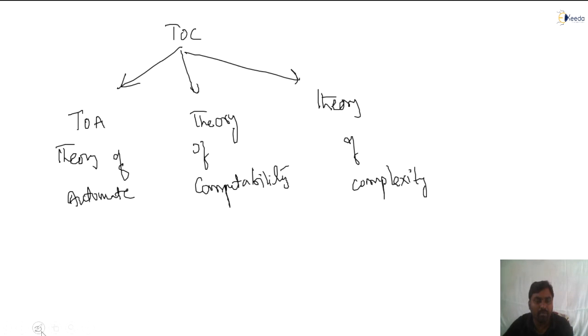So our subject is completely covering our three aspects here. What are the three aspects here? One is theory of automata, another is theory of computability, third one is theory of complexity. 85 percent of our course will be talking about theory of automata. Are you getting my point? The remaining 10% is talking about theory of computability. Just 5% we are talking about theory of complexity.